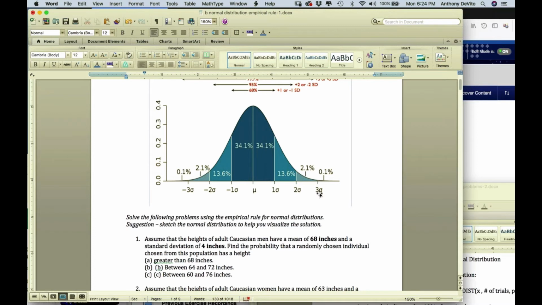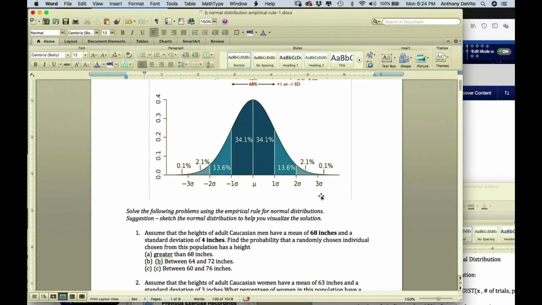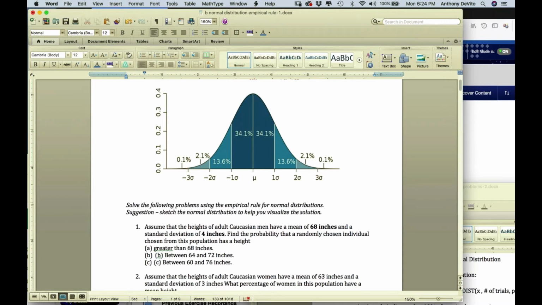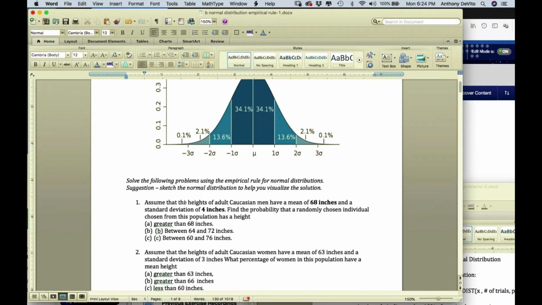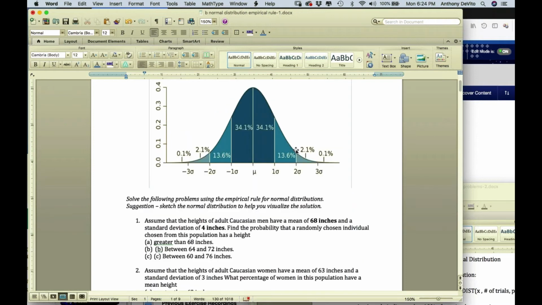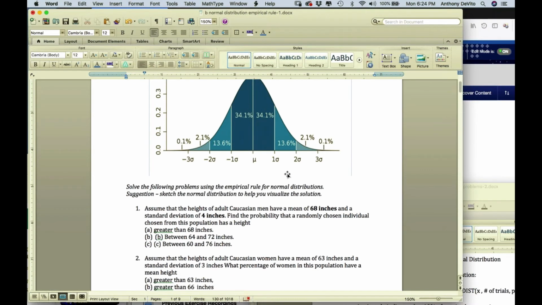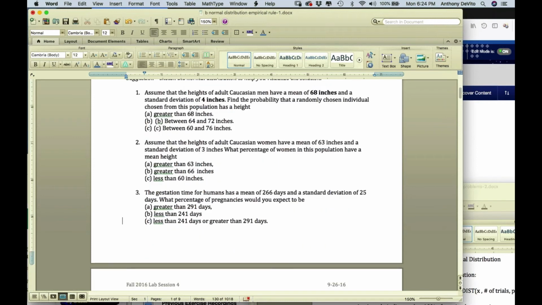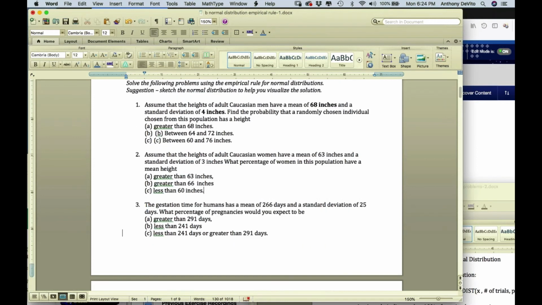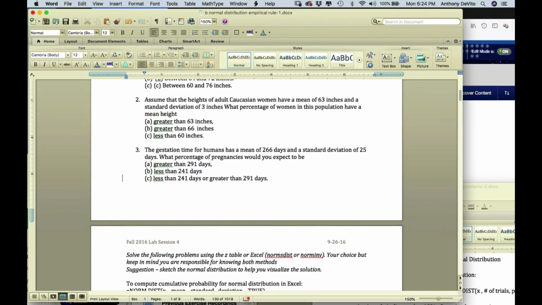Similarly, if I asked you what's the probability of randomly selecting someone that is taller than, what was it, 63 plus 6, which is 69 inches, it would be 2.5%, except on this end as opposed to on the lower end. That part is a little bit more complicated, but you get the idea. Okay, let's try the next one.